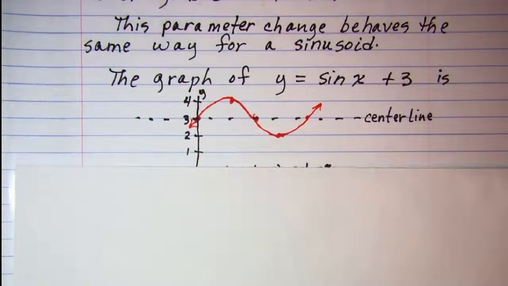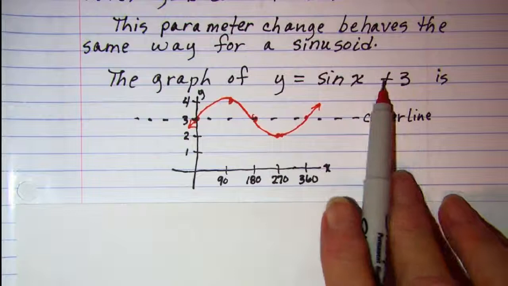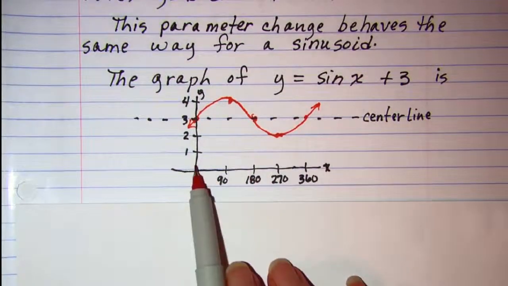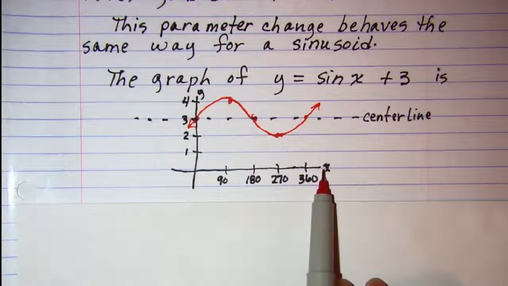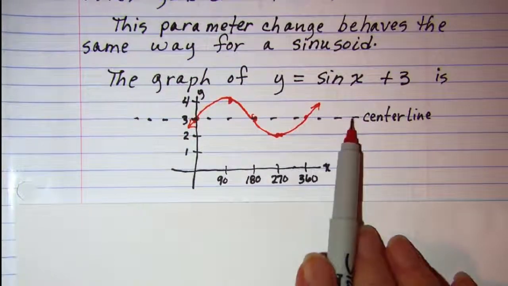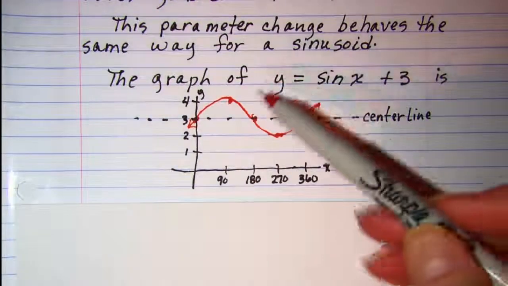The graph of y equals sine x plus 3 is going to be moved up 3 units. So our center line, instead of being the x-axis, is moved up to y equals 3. Our sine curve, however, is the same sine curve.